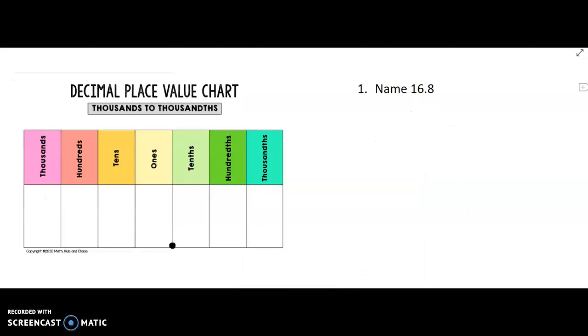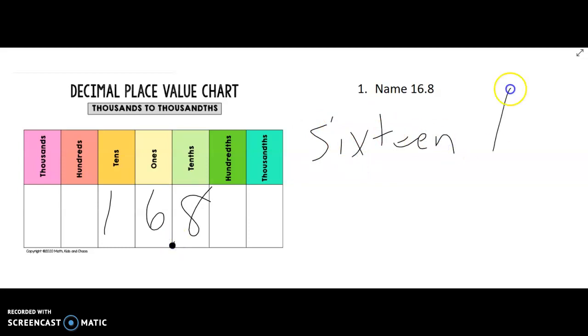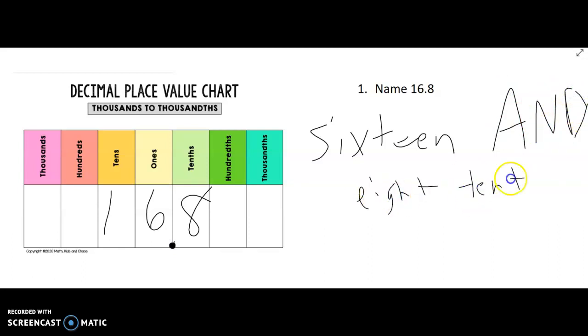Let's get to the first one we're going to name, 16.8. Now, if I put that in here, right? So I'm going to name this. I said 16. Then I get to the decimal. What does the decimal mean? And. 16 and 8 tenths, because we're just one place past. So 8 tenths, 16 and 8 tenths.